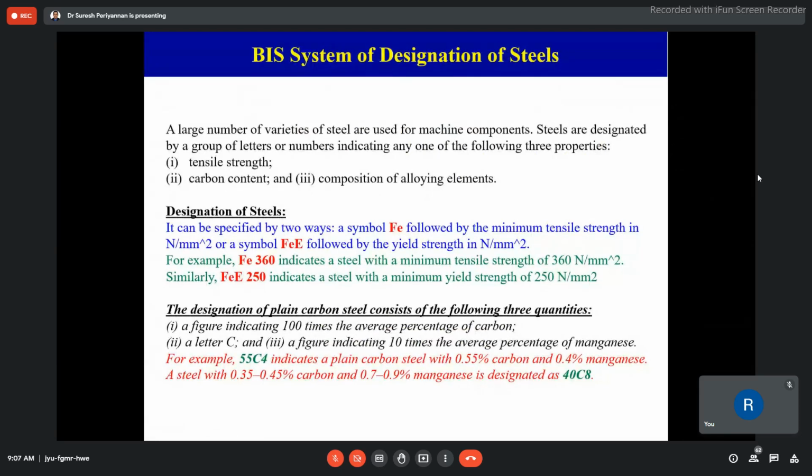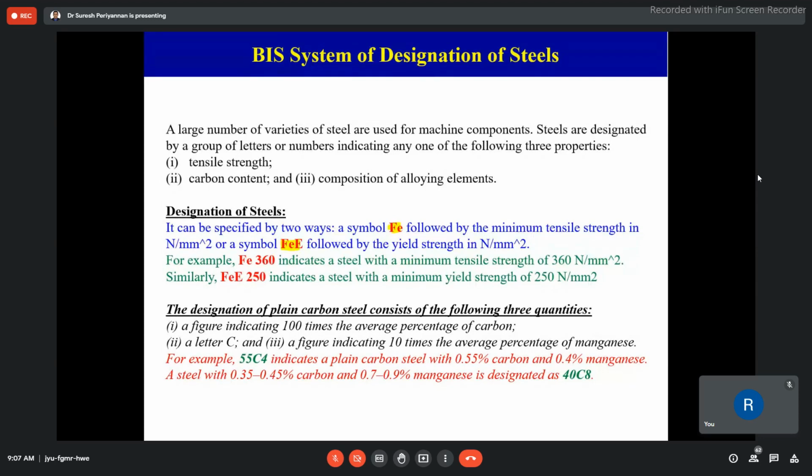for our component. Okay, first, how do we have to do designation of steel? It can be specified in two ways. For the symbol Fe, simple Fe is followed by the minimum tensile strength. If you put Fe, then the designation of steel is based on the tensile strength. Suppose you put Fe followed by capital E, then it is the designation of steel followed by the yield strength in terms of Newton per millimeter square.